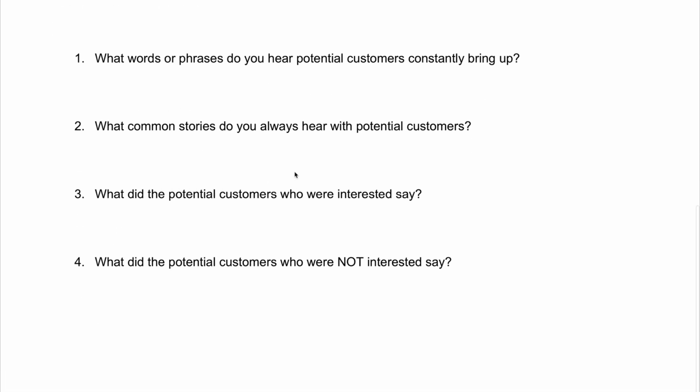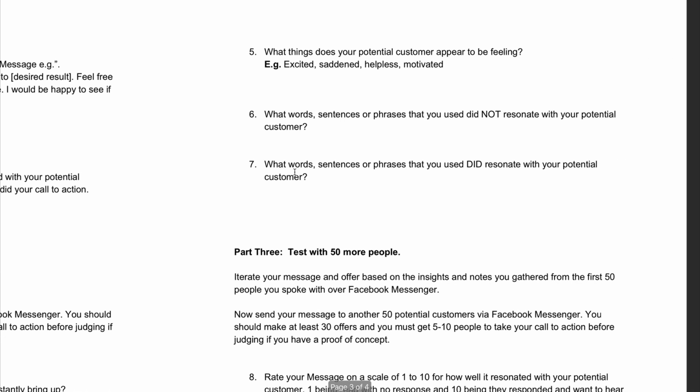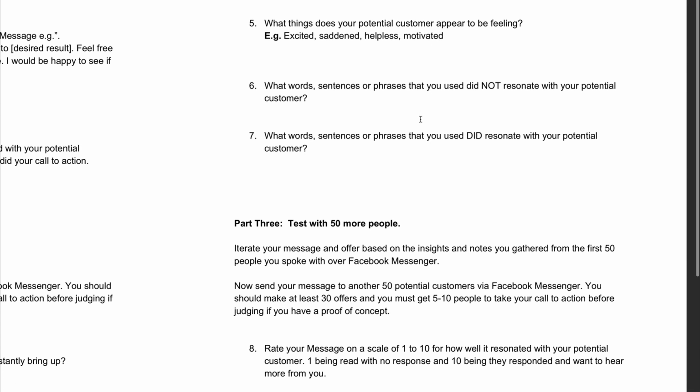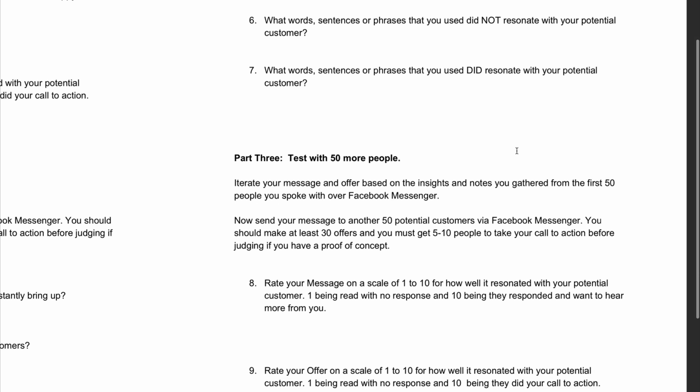And so once you jot all these things down, you're then going to move over to part 3. And you also want to find out how they are coming off. Do they seem excited about what you offer? Are they saddened about their situation? Or do they feel helpless? Or are they super motivated? You're going to be able to tell, because they're going to use keywords that help you identify what gets these people going. And then you're going to write down what doesn't resonate and what did resonate with your potential customer.